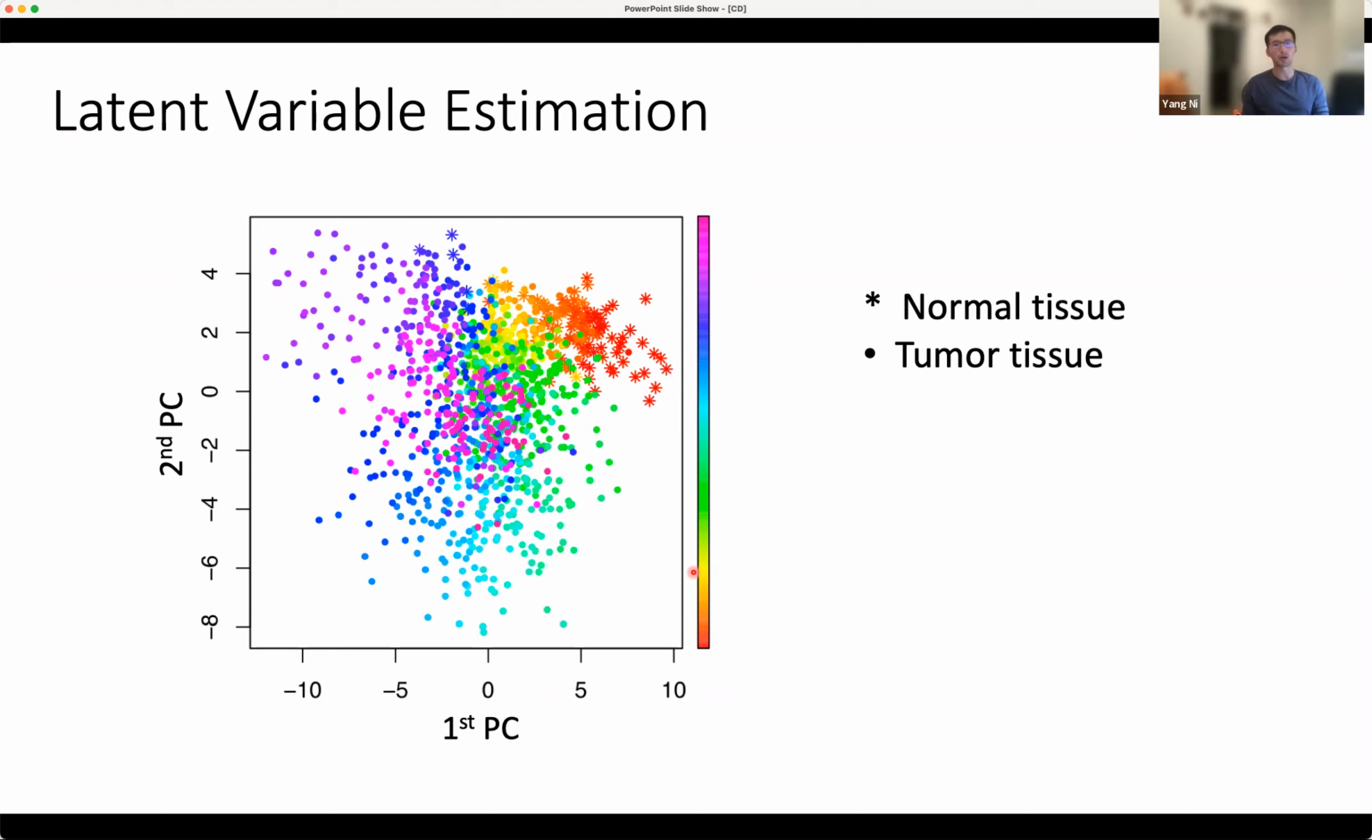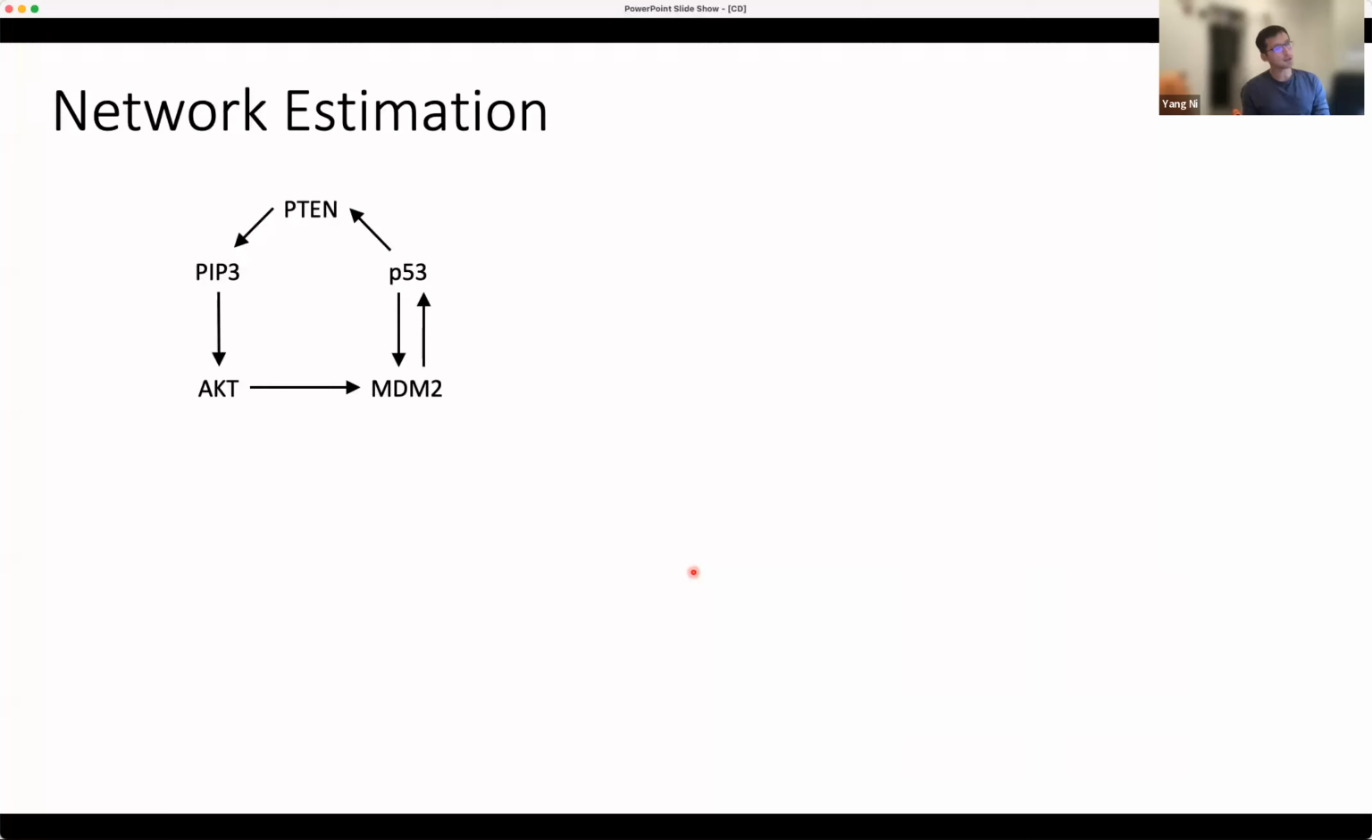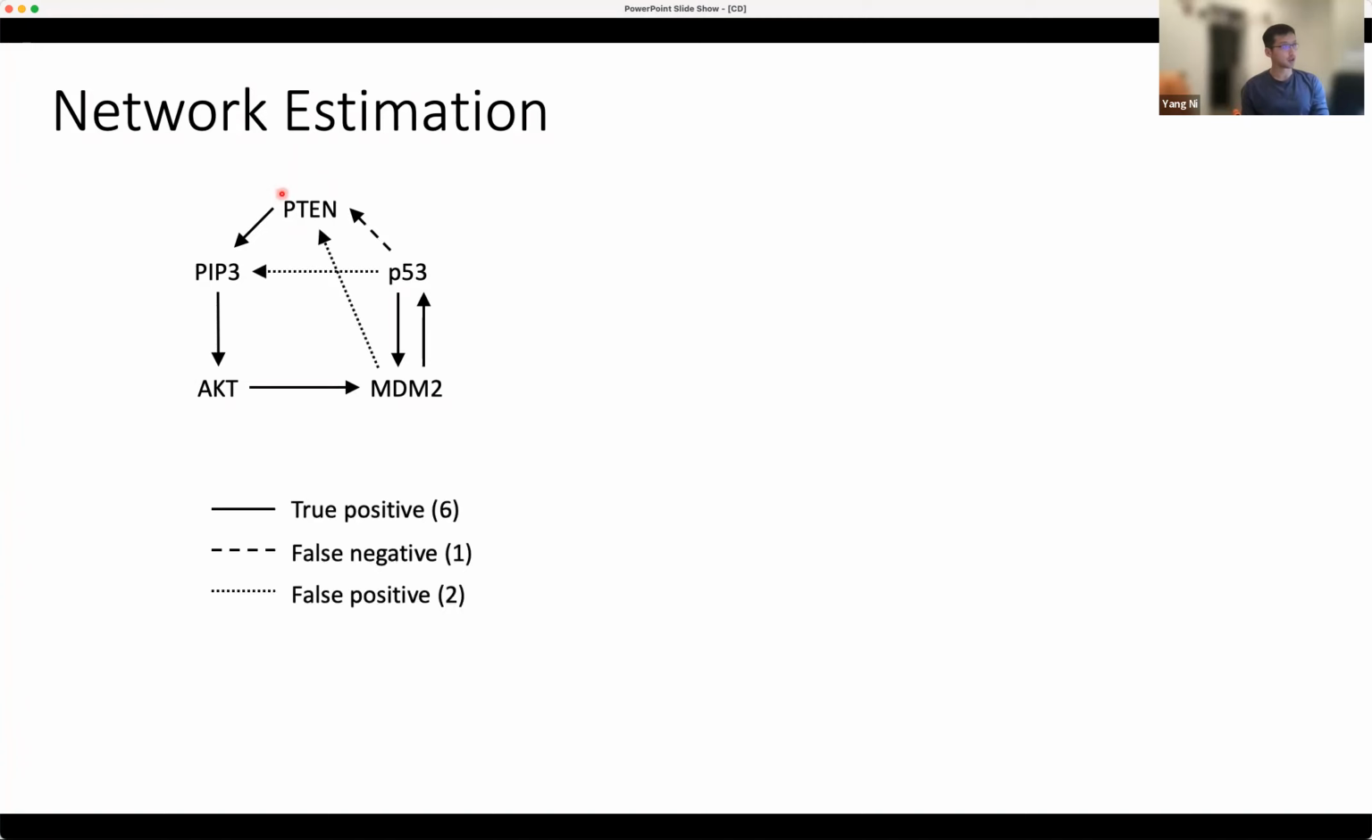But what we're more interested in this case is causal discovery, right? So let's see the causal estimation. This is the example that I used to motivate this talk on the first slide. I call it a textbook pathway, something that has been well established in the biological community. That's our estimate. Of course we make some errors. We have one false negative, denoted by this dashed arrow, so we did not identify this link, which should be there. And we have two false positives, which are represented by this dotted arrow.